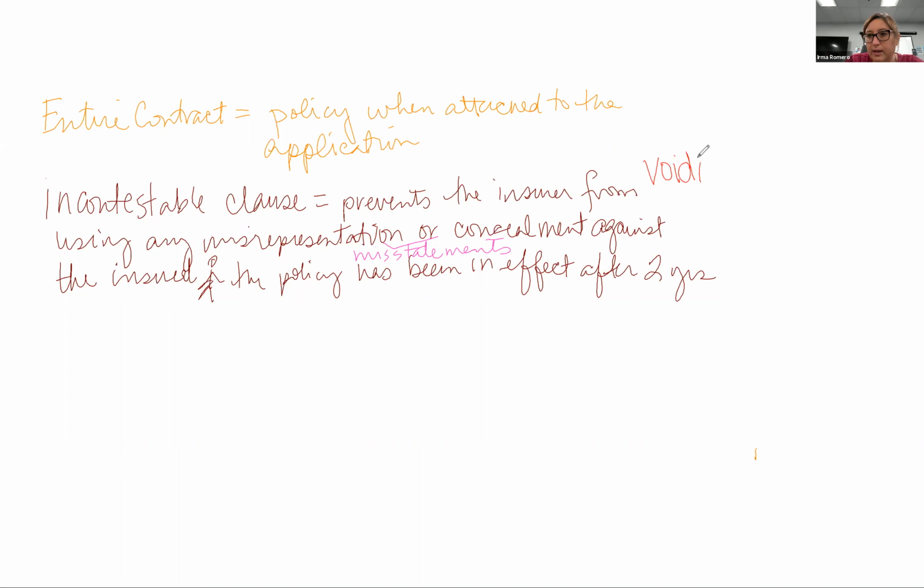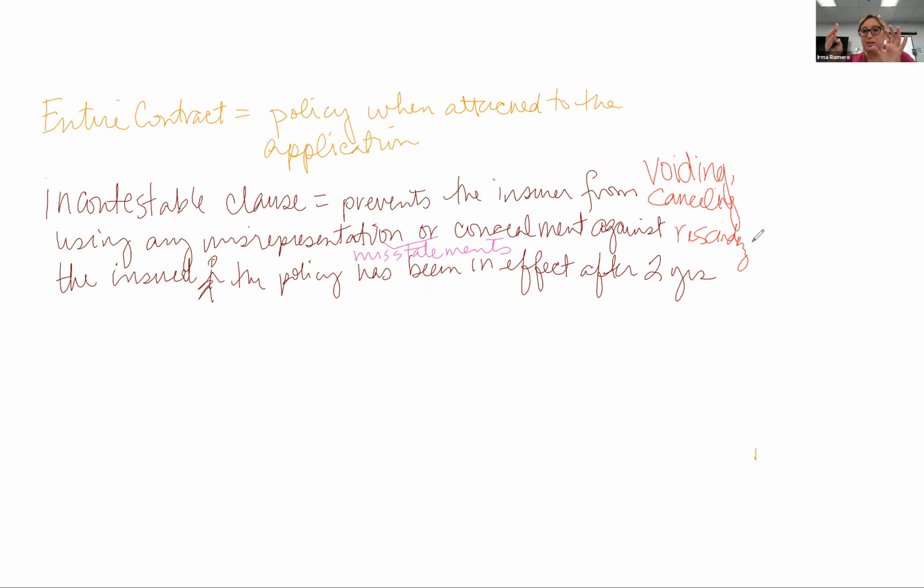From voiding, canceling, it means the same thing, or rescinding after the policy's been in effect for 2 years due to a material misrepresentation or concealment. I really messed up the definition. But like I said, there's two versions of it. That's why I messed it up.